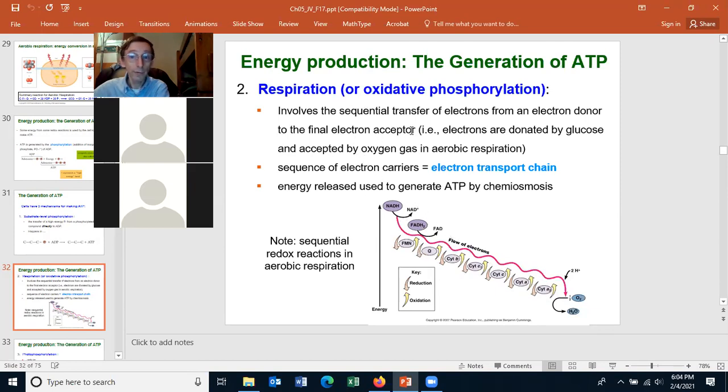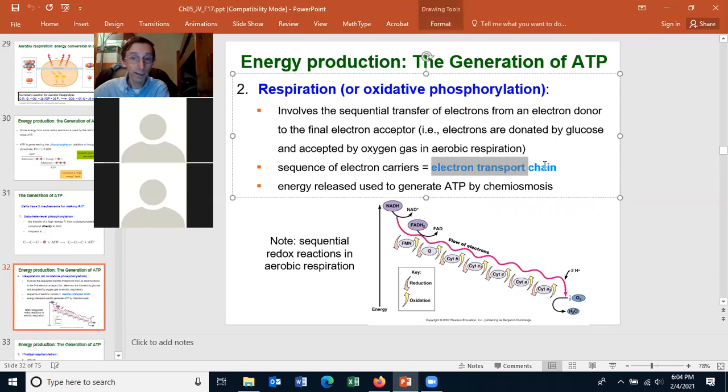The sequential transfer of electrons happens with the electron carrier molecules in the electron transport chain of aerobic respiration, and we will talk about the electron transport chain later in this lesson. I don't think we'll get to it today, but we might. And then the energy that is released from these electrons transferring from glucose to oxygen will be stored to generate ATP. ATP will store the energy by chemiosmosis, and we'll talk about chemiosmosis later in this lesson.